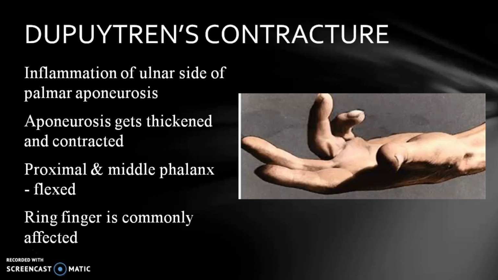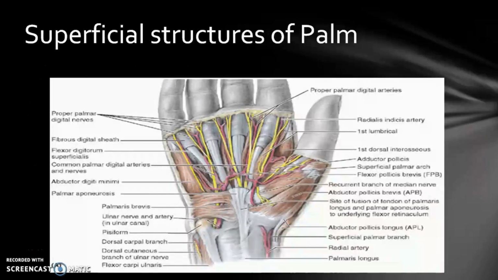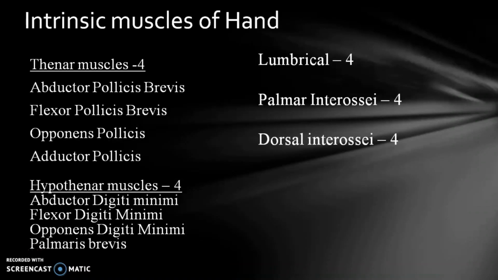So ring finger and little finger are usually affected because they are present on the ulnar side, and the major thing is proximal and middle phalanx will get flexed in this condition. The important finger which is getting affected is ring finger. So these are the superficial structures of palm region. We will be having vessels and nerves, which are seen just below the palmar aponeurosis. Now we will move on to intrinsic muscles of hand.